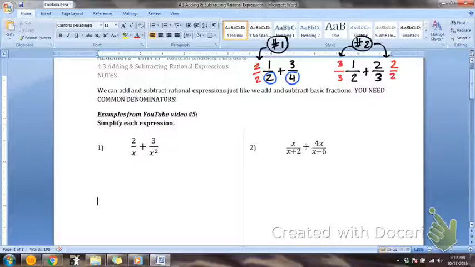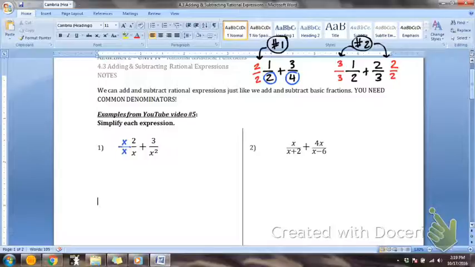So let's put some real life examples. Let's look at example number 1. It says 2 over x plus 3 over x squared. Now, x and x squared are not the same. But could we easily make that first x become an x squared? How do you make x become x squared? Times it by x, right? So I could multiply this first fraction by x over x. And that's going to give me x squared in the denominator.